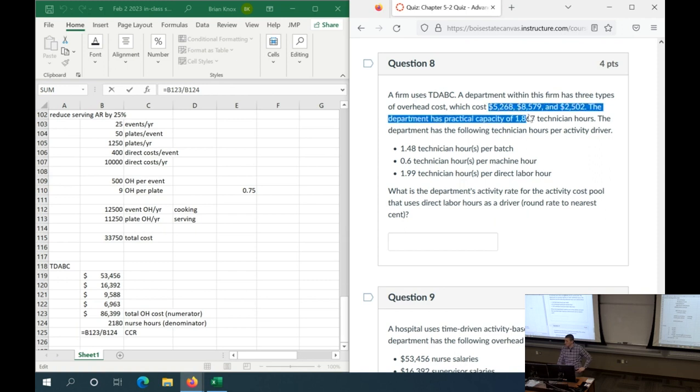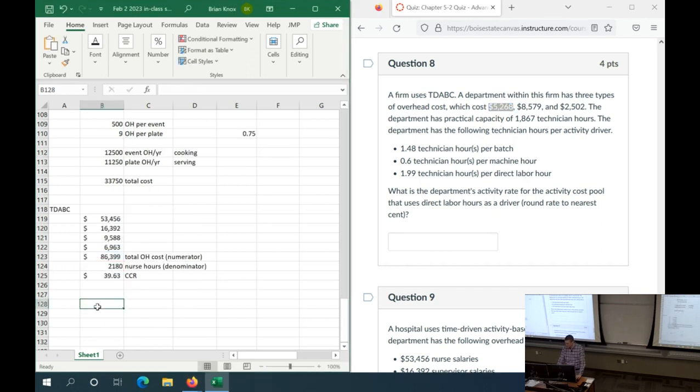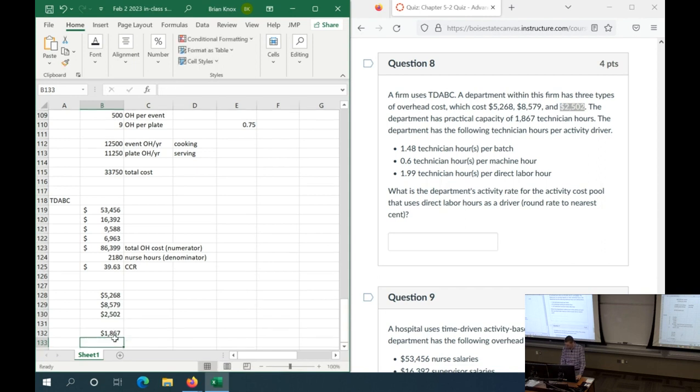Yes, this one's a more comprehensive TD-ABC where you find the capacity cost rate and then multiply to get an activity rate. You want to go over it? Okay. So this one, we can do it pretty quickly here. Copy over the 3. I think this is faster than me typing it. I might be wrong. And then we have 1867 as our number.